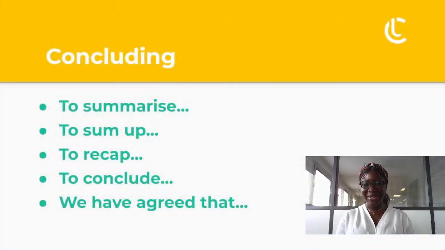Concluding, to summarize, donc en résumé, to sum up, which is also another way to say en résumé, to recap, donc pour récapituler tout ce que vous aviez dit pendant la réunion, to conclude, donc en conclusion, we have agreed that. So for example, we have agreed that all the key points that were mentioned during the meeting are right and they are facts. So during the next meeting, this and that should be mentioned as well.